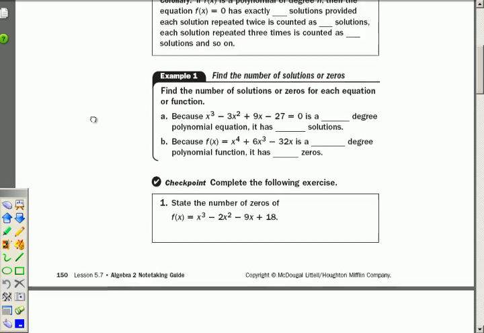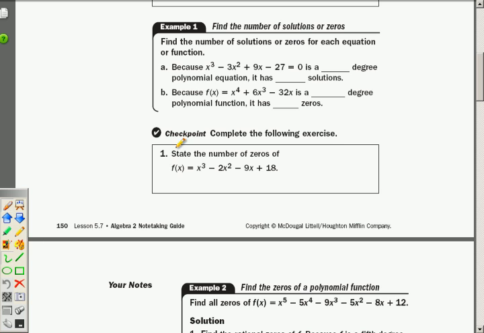So let's take a look at example 1, and it'll go by quick. Since it's a third degree polynomial, it's going to have 3 solutions. And since this is a 4th degree polynomial, it's going to have 4 solutions. That only makes sense. For checkpoint 1, take a guess. Did you say 3? If you did, you'd be right. A third degree polynomial has 3 solutions.